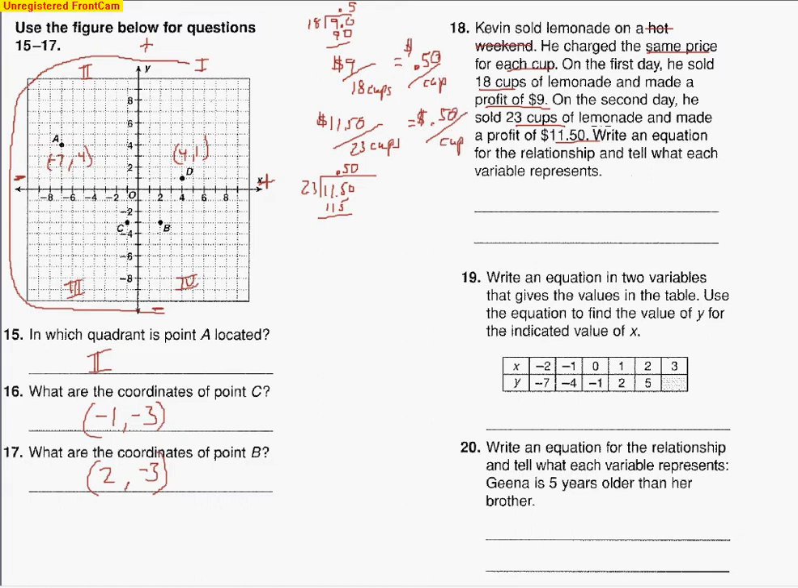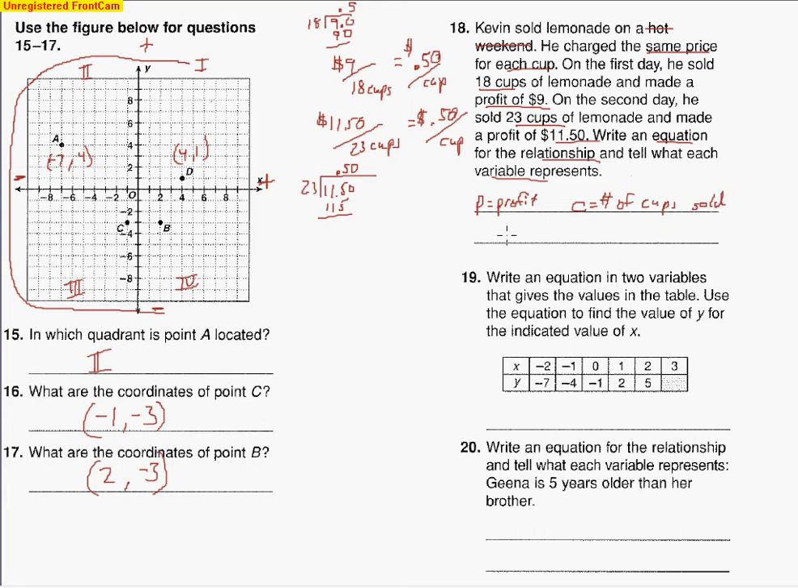And so what we want to do is write an equation for the relationship, and also tell what each variable represents. You can use any variables you want. It doesn't say which ones you have to use, but I'm going to use P, which will stand for profit, so how much he makes, and C equals the number of cups sold.